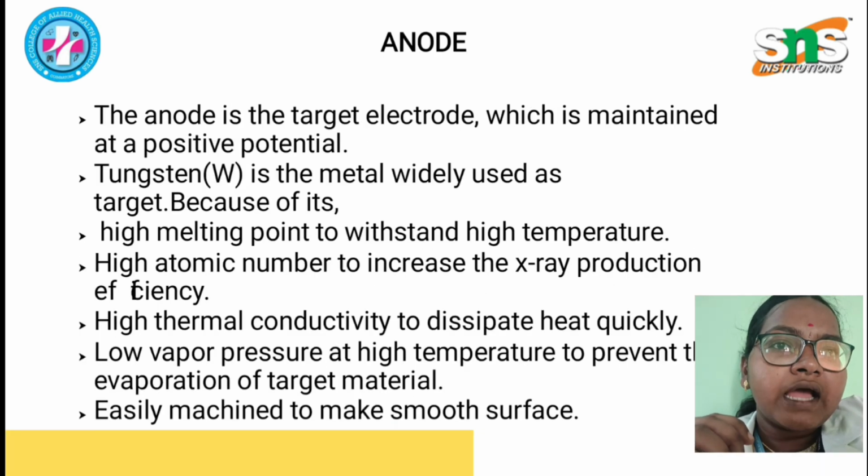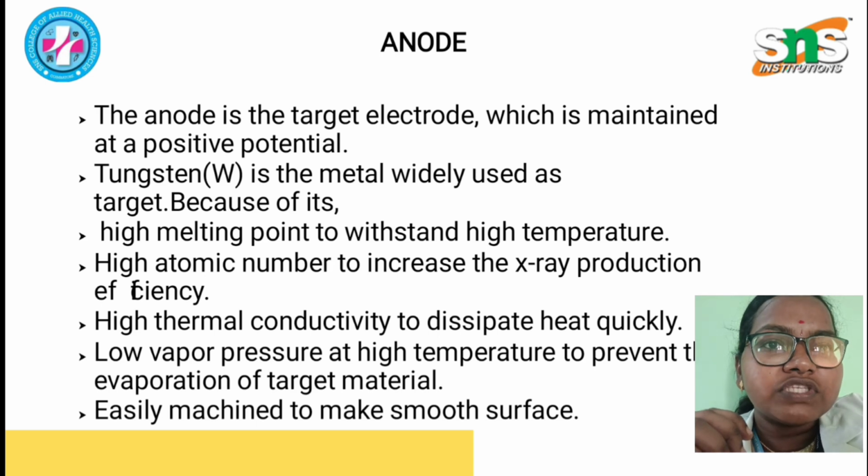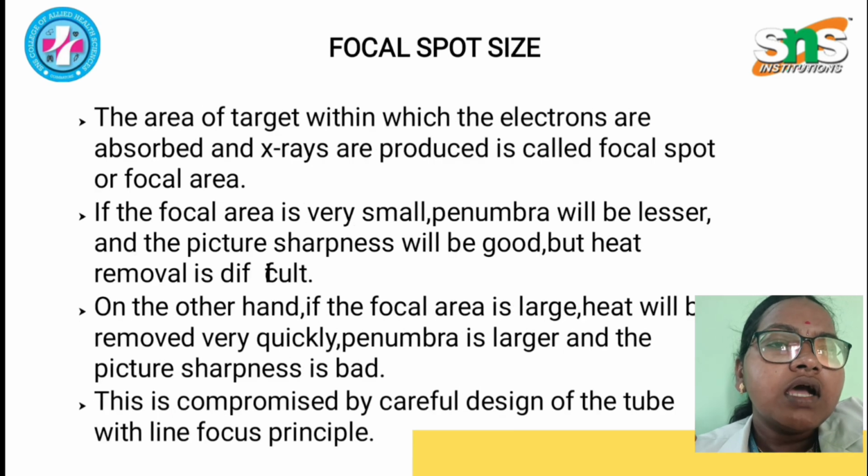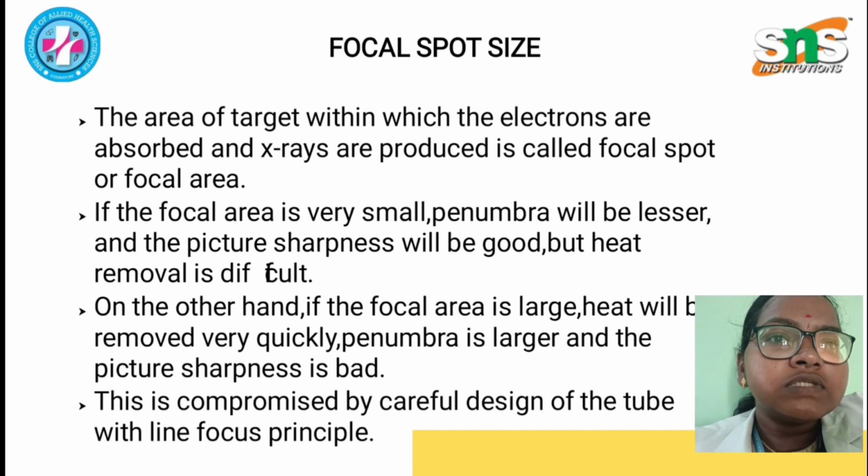The next is the anode. The anode is the target we use in the X-ray tube, which is maintained at a positive potential. We use tungsten as the anode. As I already discussed, the properties of tungsten are a high melting point, high atomic number, high thermal conductivity, low vapor pressure, and it is easily machined to make a smooth surface. Focal spot size. The focal spot is the area where the electrons hit and the X-rays are produced, also known as the focal area.